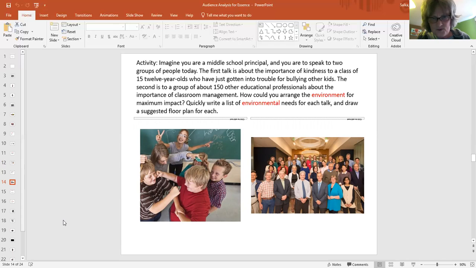Okay, the other group of 150 other educational professionals. Oh, look at this! My cat has just stopped in to visit. Here she is. This is my cat, Sunny D. By the way, I'm afraid she's going to walk across the... please don't walk across. Come on, sweetheart, don't do that.